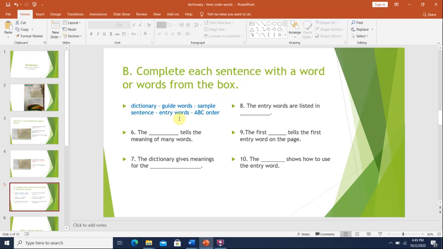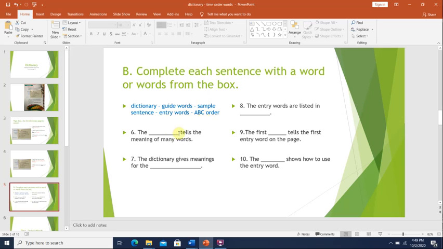Entry words. Entry words are the words listed below each other, and you'll know that after each word you'll find the meaning or the definition of the word. Okay, the entry words are listed in ABC order. ABC order means they are arranged according to the ABCs.